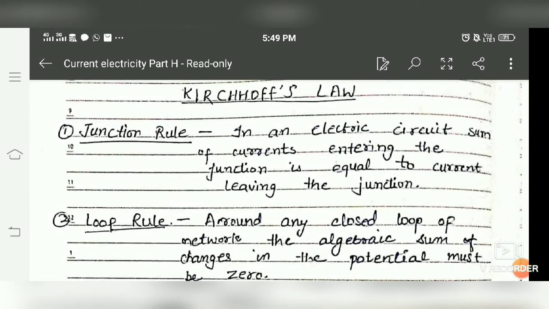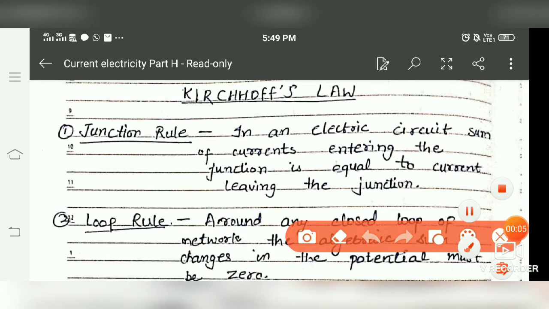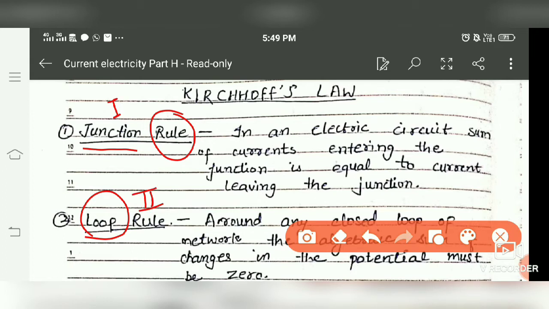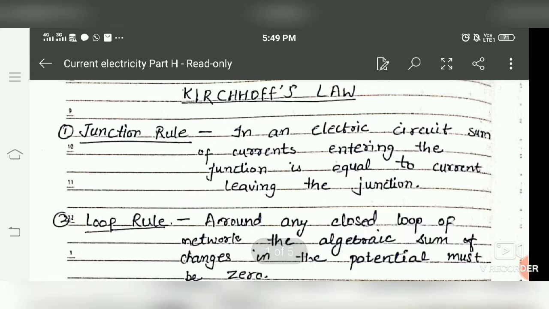In this video, we will learn about Kirchhoff's law in detail. There are two rules for Kirchhoff's law. First is the junction rule, second is the loop rule. The first rule is also called Kirchhoff's first law, and the second rule is also called Kirchhoff's second law. Now let's start with Kirchhoff's first law, that is called the junction rule.